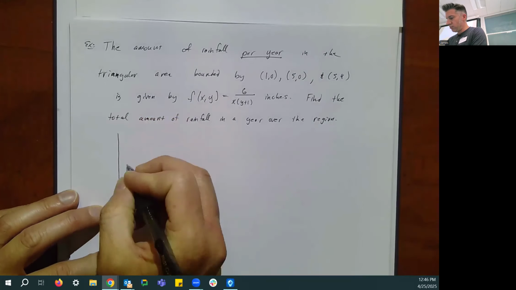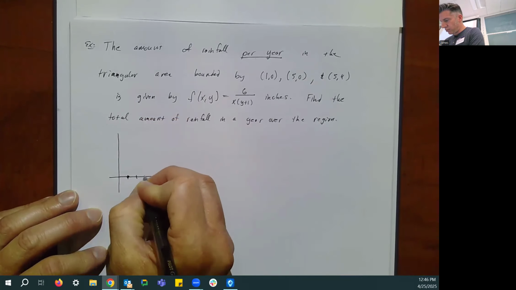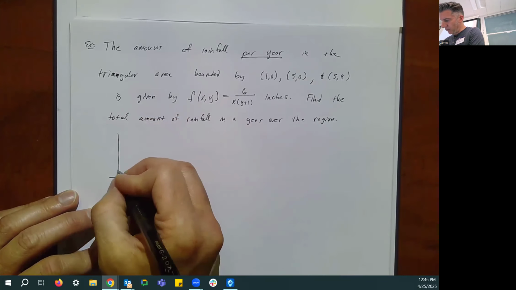So let's draw the region. My points are (1, 0), (5, 0), and (5, 4).